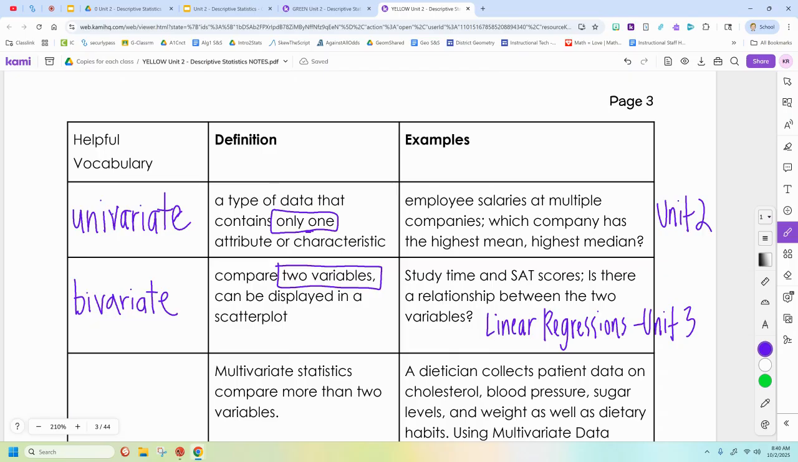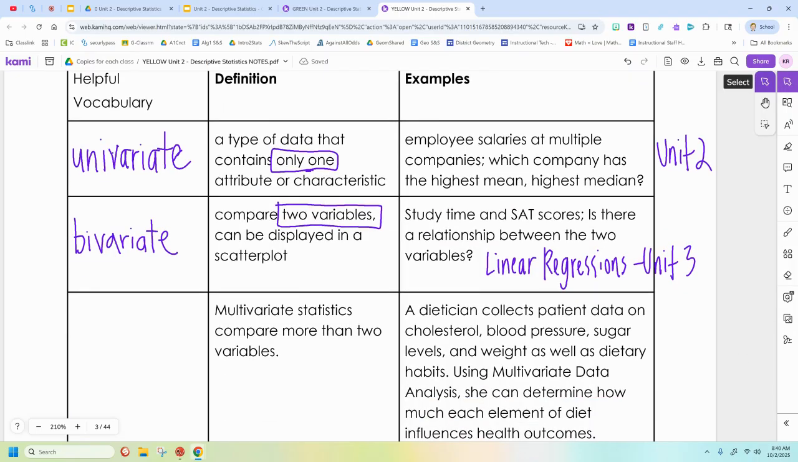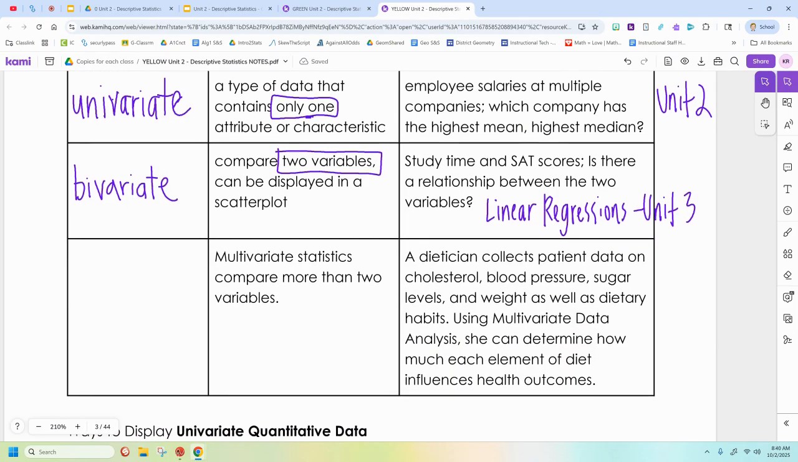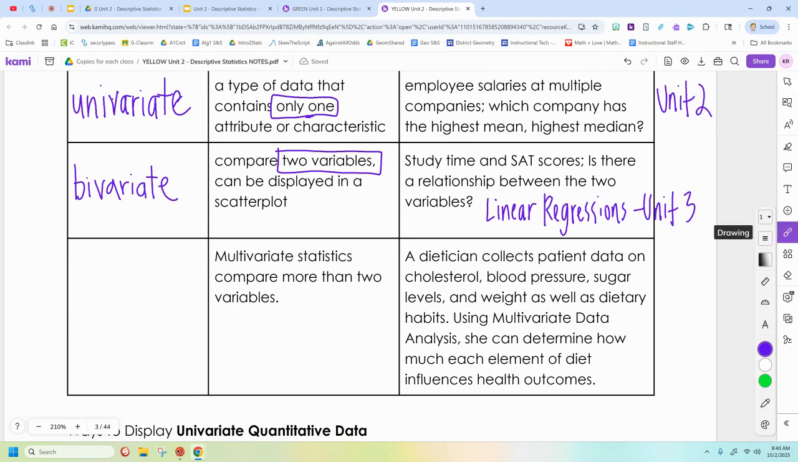Okay. And then the last thing is actually just kind of what often happens in the real world, this idea of multivariate statistics. That's because there's usually more than one variable involved. So, for example, things that have to do with your health, a statistician or a dietitian might collect data on all sorts of things: your cholesterol, your blood pressure, sugar levels, what are your habits, what do you eat, how do you exercise, family history. All of those variables go in.